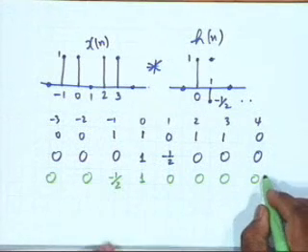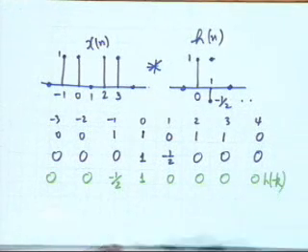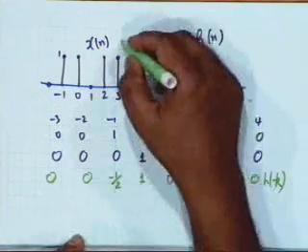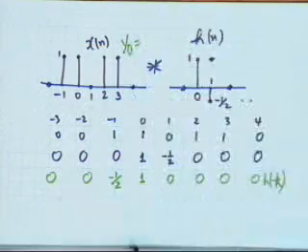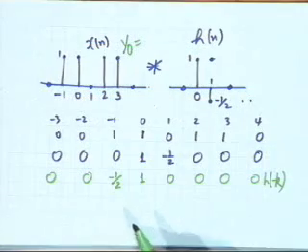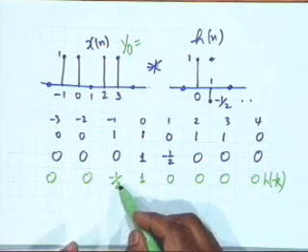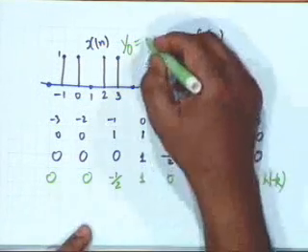This is h of minus k. All right. So if I want to calculate y0, then I multiply term by term, and the only multiplication is 1 times -half, that is -half plus 1. So it is half.